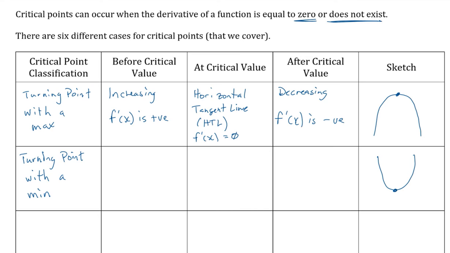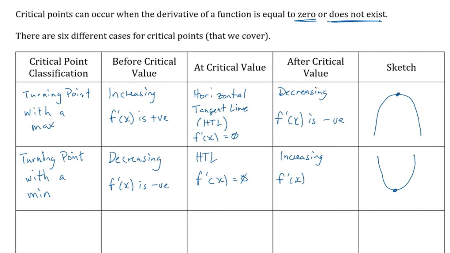Okay, again, it's a horizontal tangent line, which means the derivative is equal to 0. But in this case, it's decreasing before the critical value, so the derivative is negative, and increasing after. So the derivative is positive.